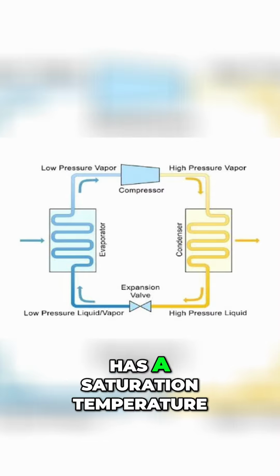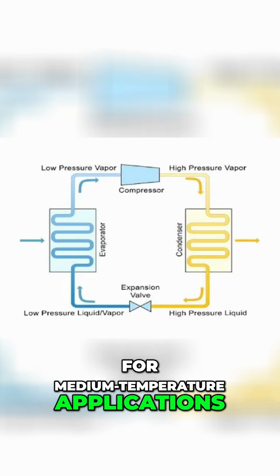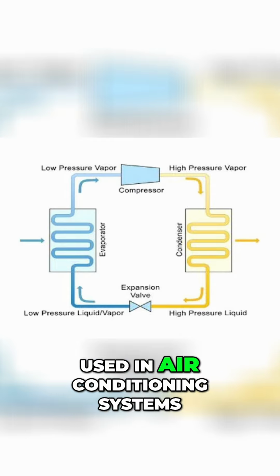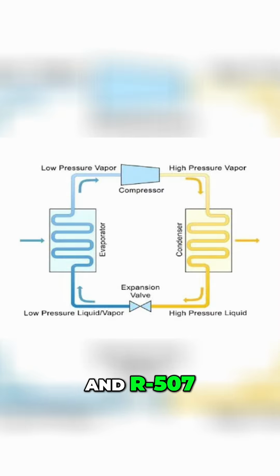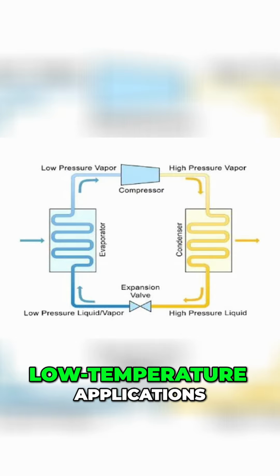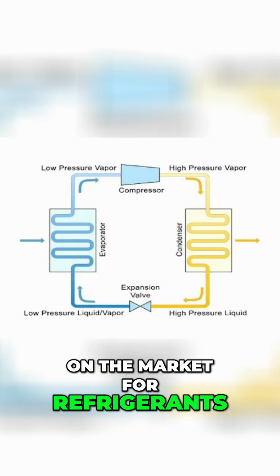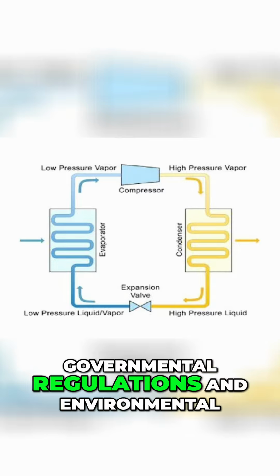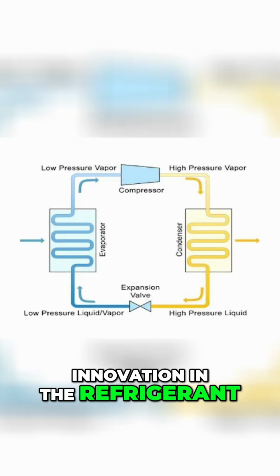R134A, for example, has a saturation temperature of -26 degrees Celsius and is used for medium temperature applications such as domestic refrigerators. R410A, which is currently most used in air conditioning systems, has a saturation temperature of -51 degrees Celsius, and R507, with its saturation temperature of -46 degrees Celsius, is commonly seen in low temperature applications such as freezer rooms. There are many options on the market for refrigerants, and more are consistently being developed to meet industry demands. Governmental regulations and environmental guidelines are just some of the drivers behind innovation in the refrigerant manufacturing space.